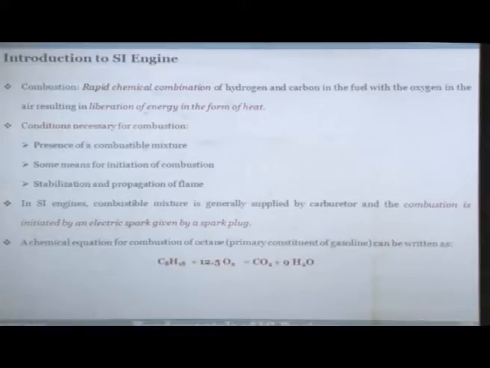What are the conditions for combustion in an engine? First is that there should be a presence of combustible mixture. When you say combustible mixture, what do you mean? You mean that the air fuel ratio should be within the combustible limits of that particular fuel. Second, there should be some means of initiating the combustion. You should either have a spark plug or some way of igniting.